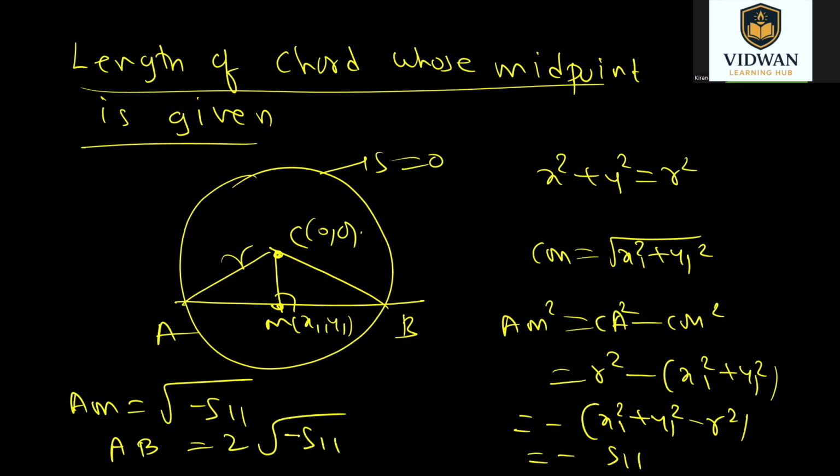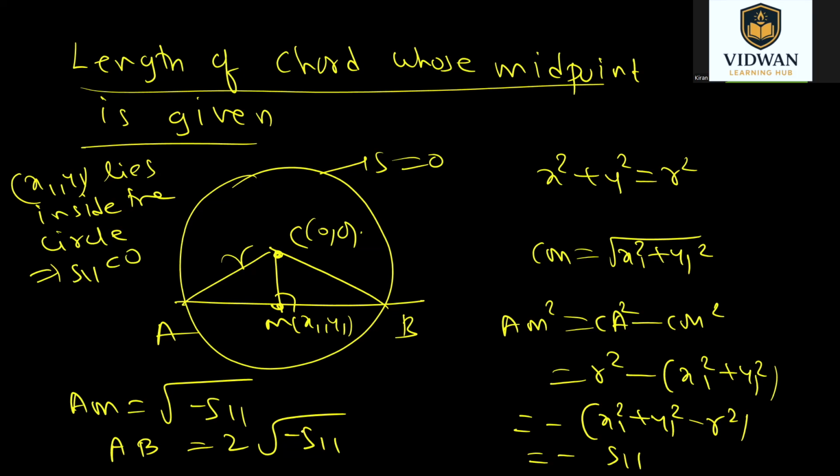But don't think that because of minus sign it is negative. Actually, whenever a point is inside the circle, I told S11 is negative. So (x1, y1) actually lies inside the circle. So whenever a point is inside the circle, S11 is negative. So minus S11 is therefore positive. So even though there is a negative, it doesn't mean it is root of imaginary or something. S11 is negative, so minus S11 is positive. So this is positive only. And just to avoid the confusion, you can put a modulus: 2 times root of mod S11.